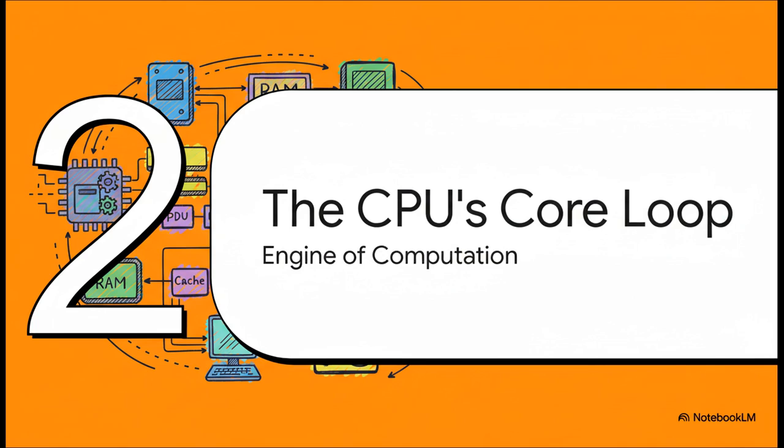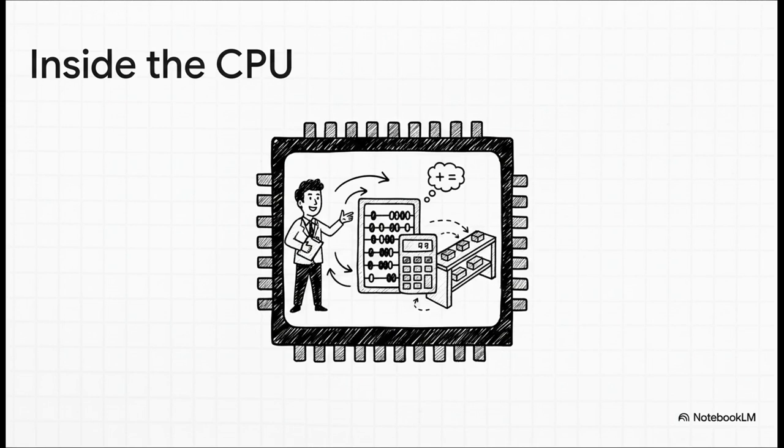All right, let's zoom in on the heart of it all, the CPU. This is where the magic really happens, through this relentless, looping cycle that is the true engine of all computation. Inside that CPU brain, there's a whole team of specialists. The control unit is like the project manager. It goes out, fetches instructions from memory, and then figures out what on earth they're supposed to do.